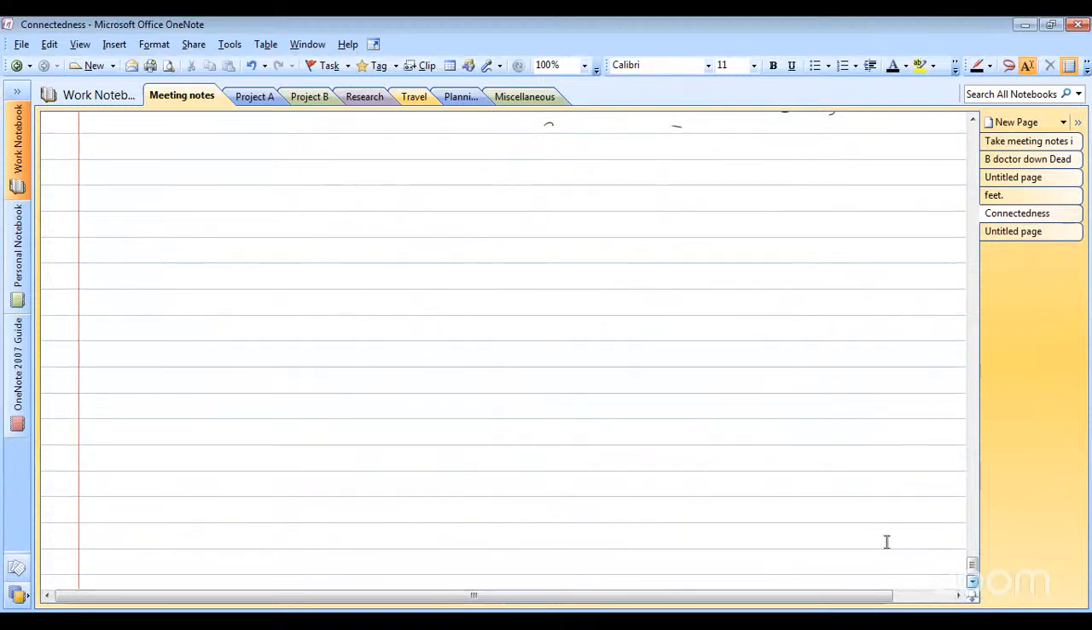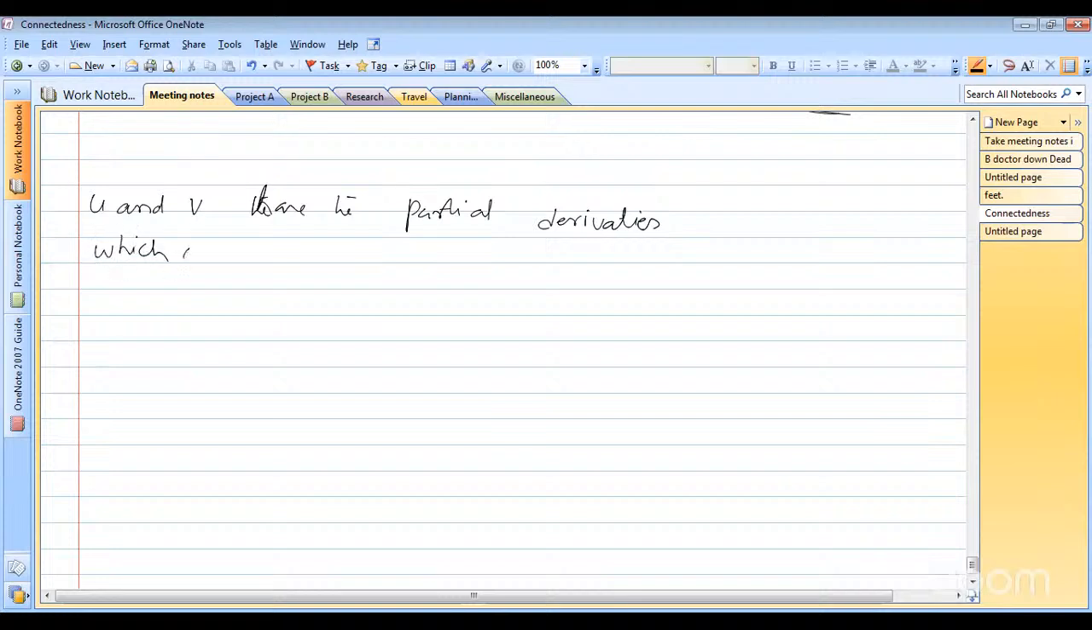Since u and v are taken here, the partial derivatives of u and v are continuous at (x naught, y naught). So therefore they are differentiable here.